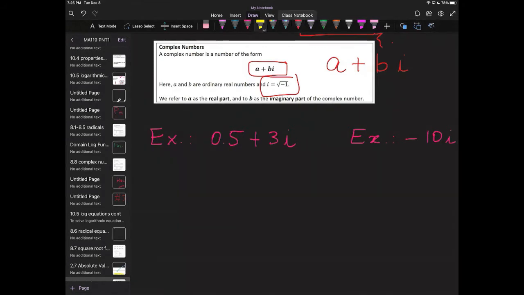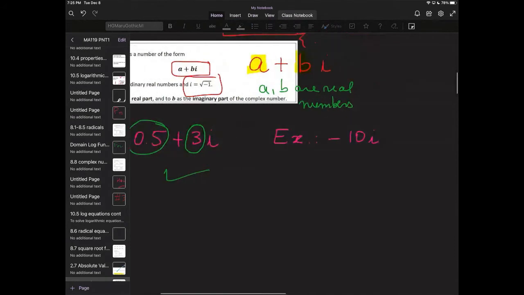So again, a and b are both real numbers. But i, we know it's not. If you can write your number in this form, it means we can call it a complex number. So for example, here we see 0.5 is a real number, plus 3i. 3, or positive 3, is also a real number. So this number definitely is a complex number, as you see, the same form a plus bi above.